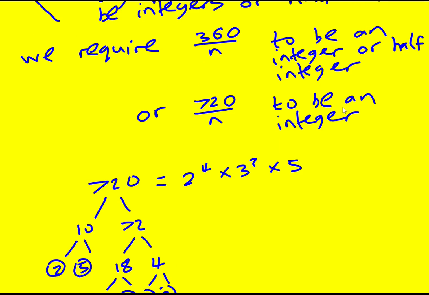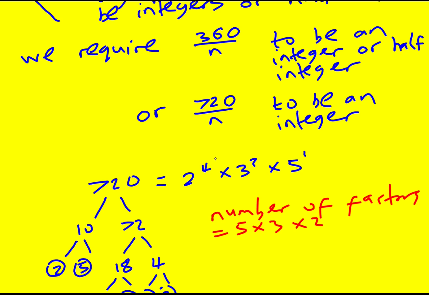Now, to get the number of factors, what you can do is you can take the indices and add 1 to them and then times those numbers together. So the number of factors, this is well worth knowing, is going to be 5 times 3 times 2. I've just added 1 to each of them respectively, times them together, which gives me 30 factors.